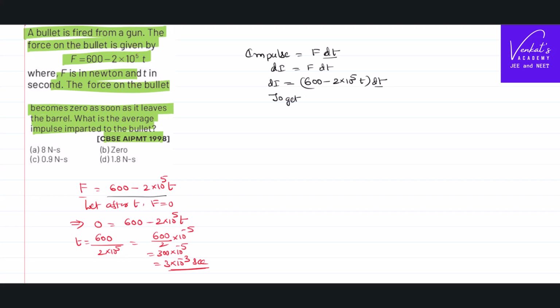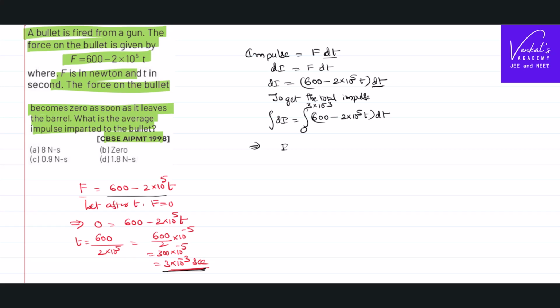I want the total impulse. To get the total impulse, I shall calculate the impulse for each of the delta t's and add all of them. Doing that mathematically is called integration. So we shall integrate this equation. Integral of dI is integral of 600 minus 2 into 10 power 5 t dt, where the time is varying from 0 to this value because it started at the 0 time and it's ending at 3 into 10 power minus 3 seconds. These are called upper and lower limits of integration.